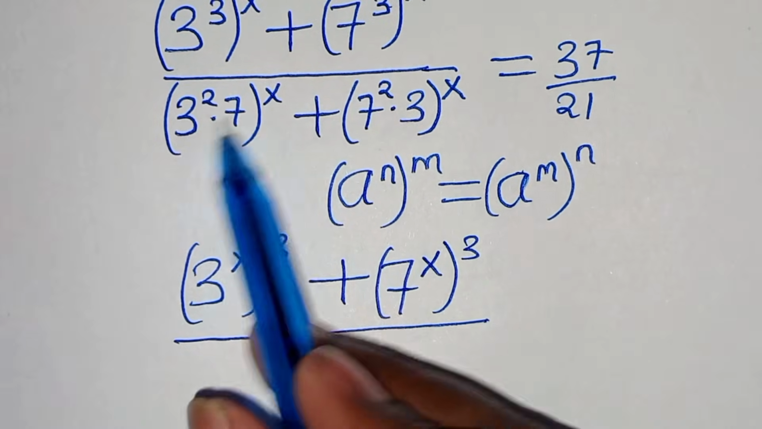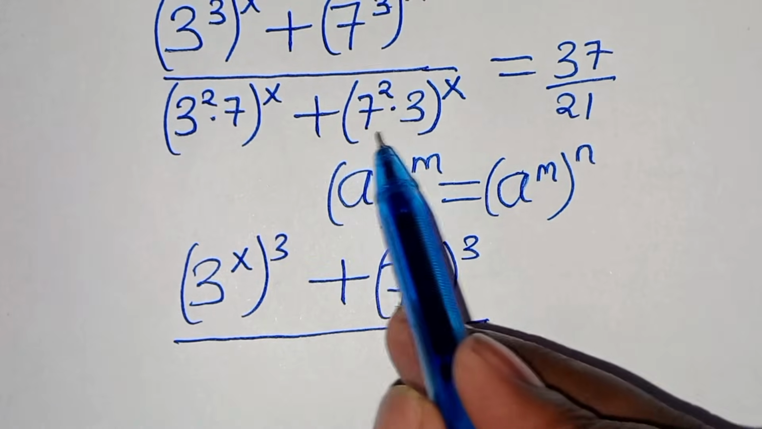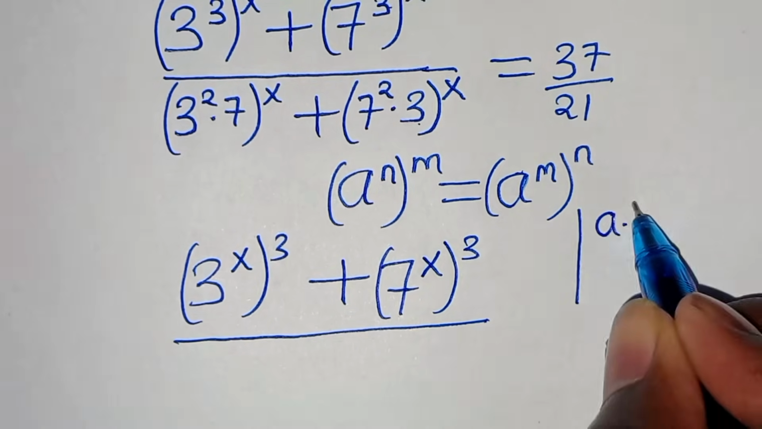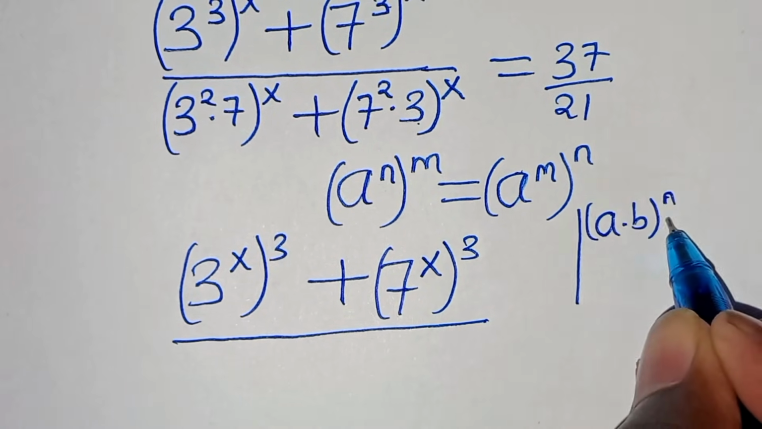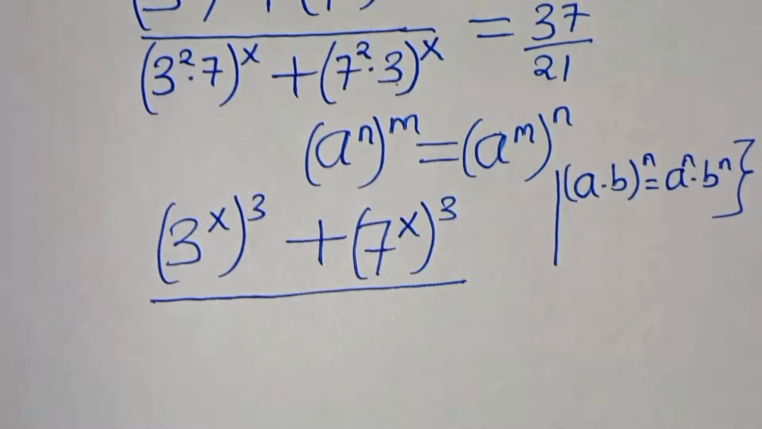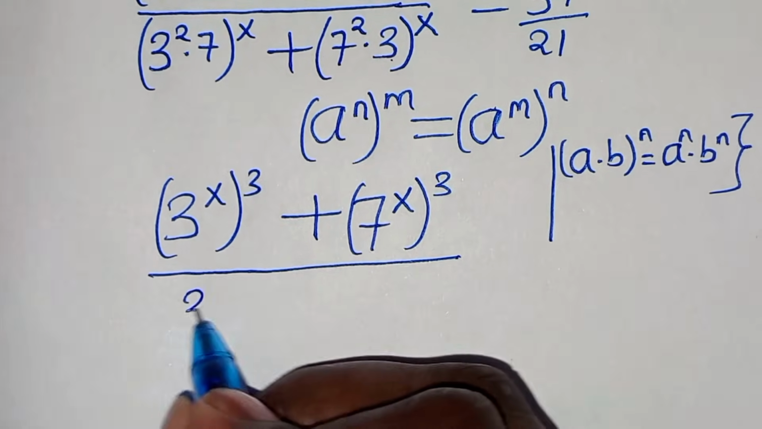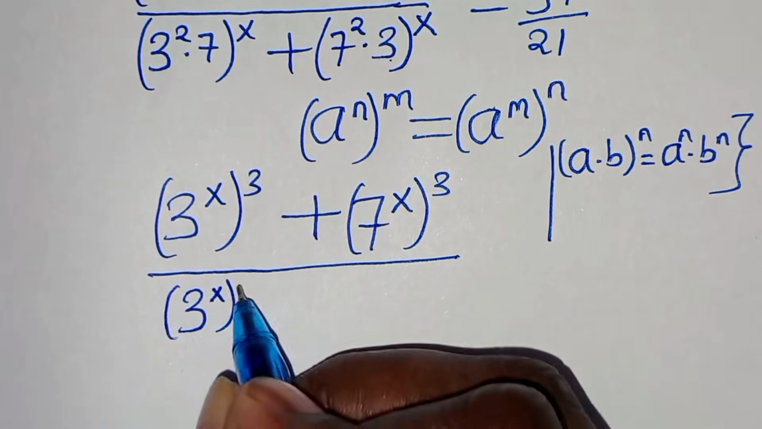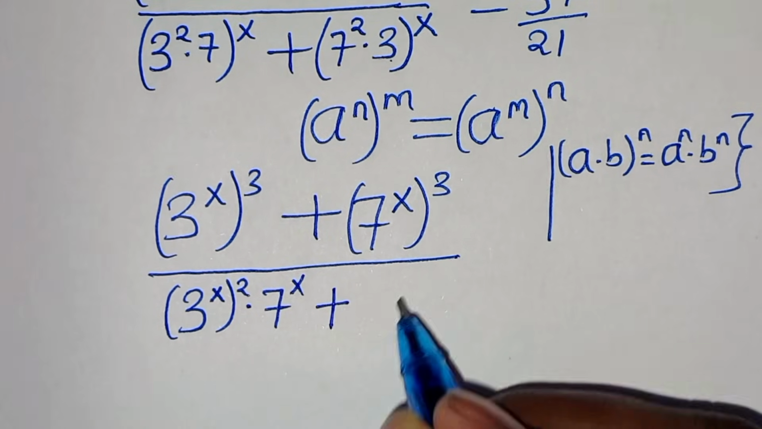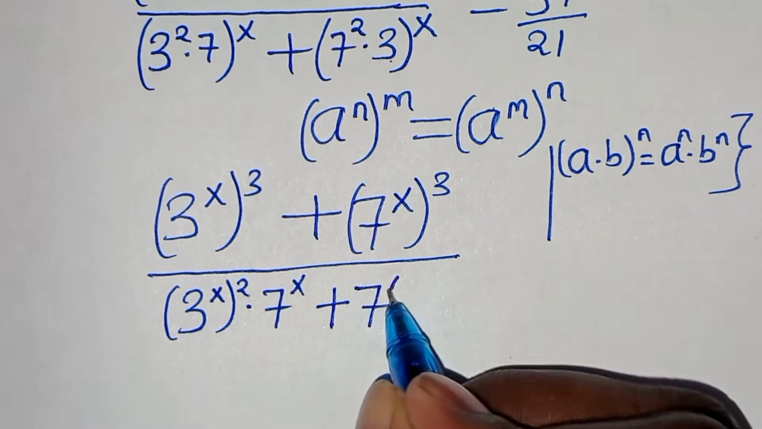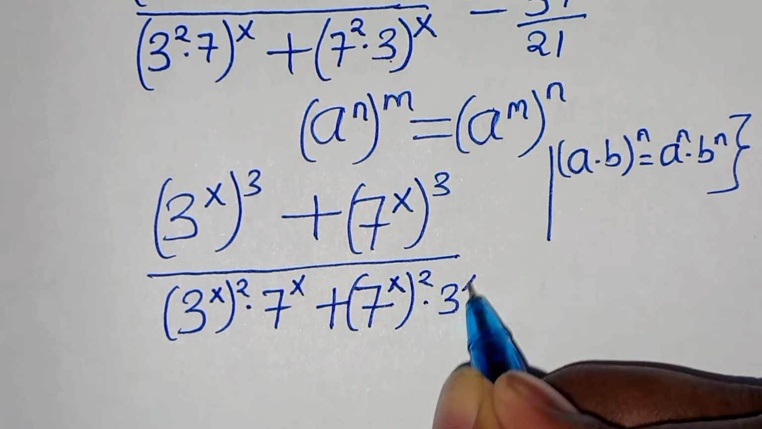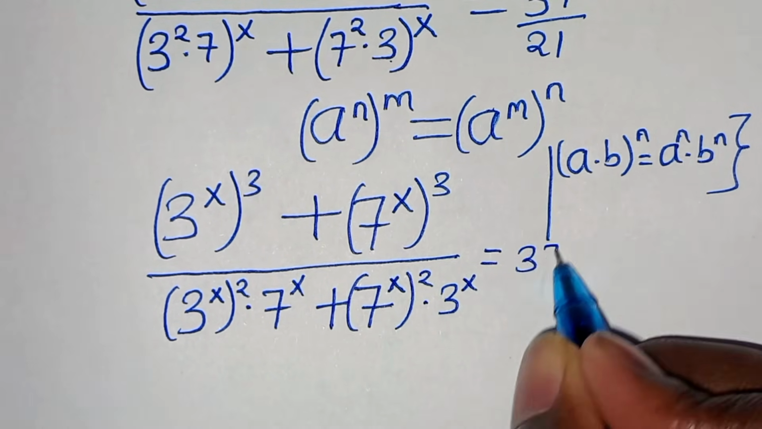Now, here we have 3 squared times 7 to the power of x and 7 squared times 3 to the power of x. This is in the form of a times b raised to the power of n, which we can express as a to the power of n times b to the power of n. So this implies that we have 3 to the power of x squared times 7 to the power of x, then plus 7 to the power of x squared, multiplying by 3 to the power of x. This is equal to 37 over 21.